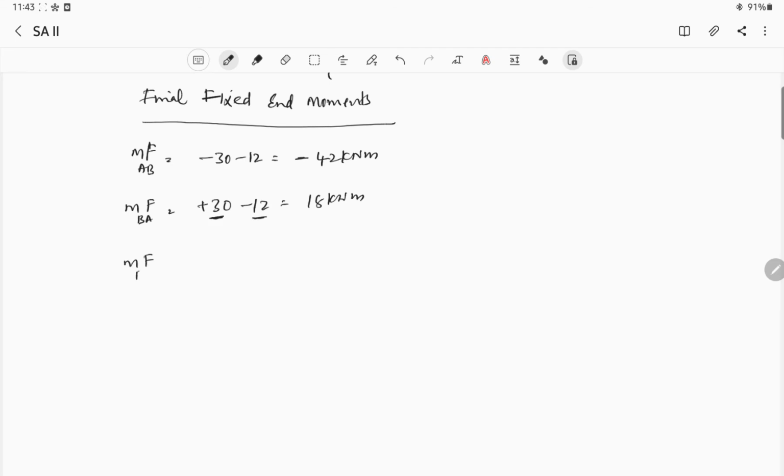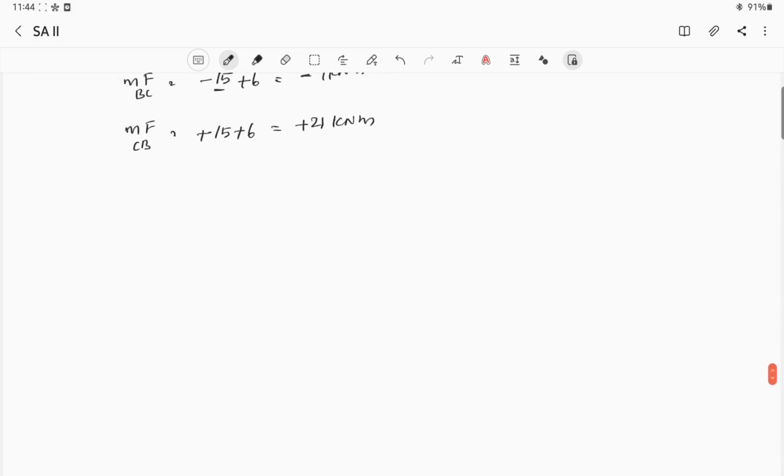Then again MFBC. MFBC how much you got? Minus 15 plus 6. How much? Minus 9 kilonewton meter. MFCB. This is moment due to external load. We got plus 15, right? We got plus 15 plus 6. We will get plus 21 kilonewton meter. So these are the final fixed end moments considering the moments due to sinking.